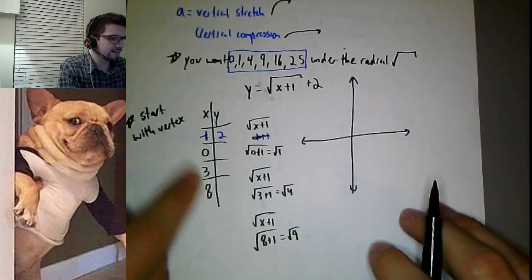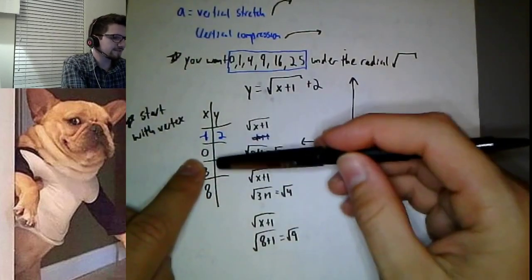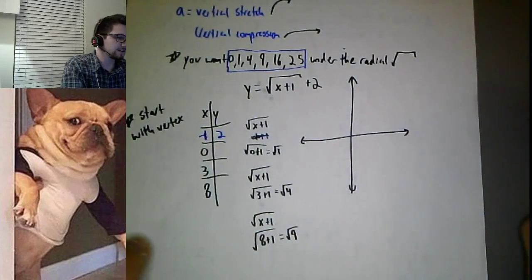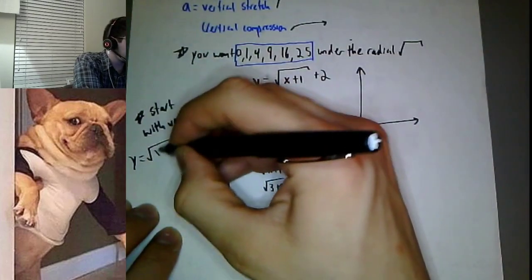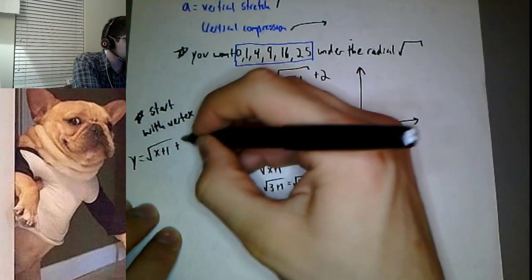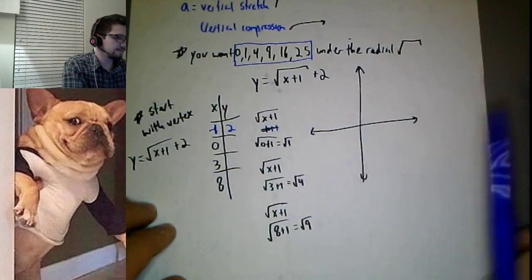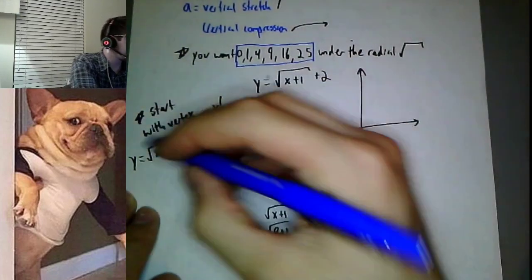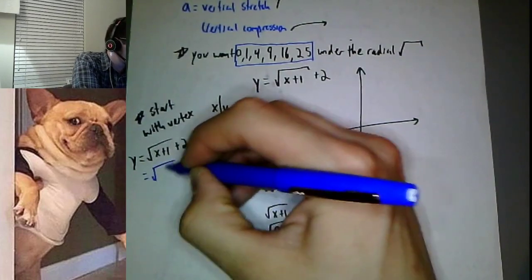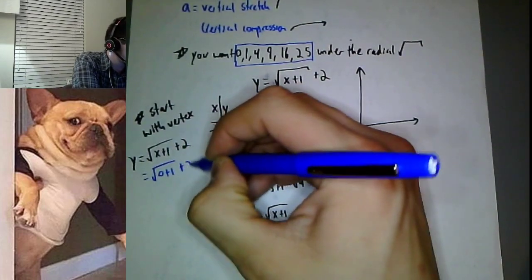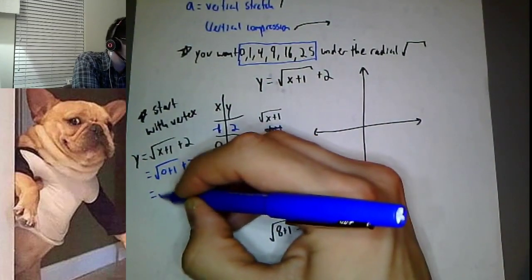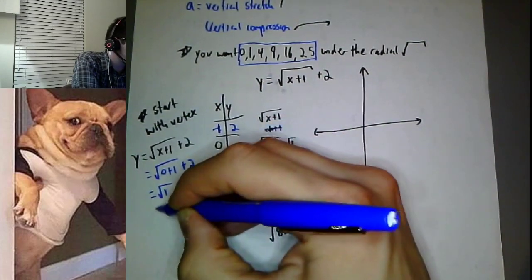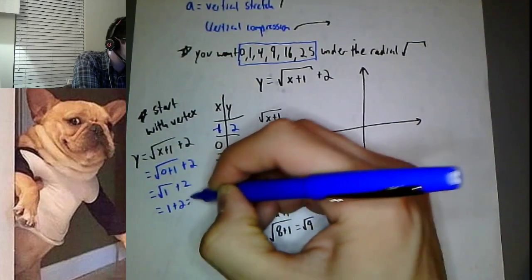So now that I know my numbers for x's, I just have to finish and plug all three of them into my equation. So I had y equals the square root of x plus 1 plus 2. Let's plug in my first value, 0. Square root of 0 plus 1 plus 2. Okay, what's the square root of 0 plus 1? The square root of 1 plus 2. What's the square root of 1? 1 plus 2, that gives me 3.